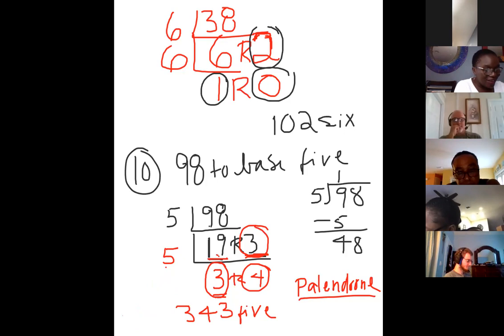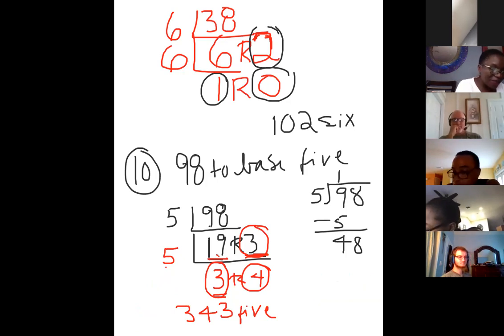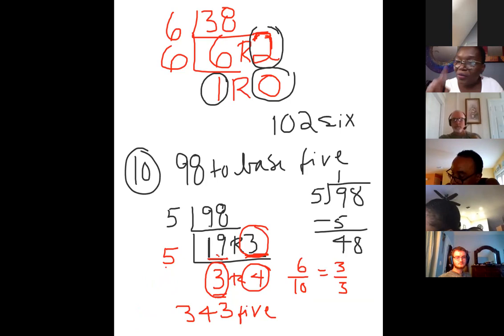So that 0.6 that's left over, when you read that as a fraction, it's read as 6/10. And 6/10 is a fraction that can be reduced to 3/5. So 3 out of the 5 is left over. Does that make sense? There's your 3 right there, guys.